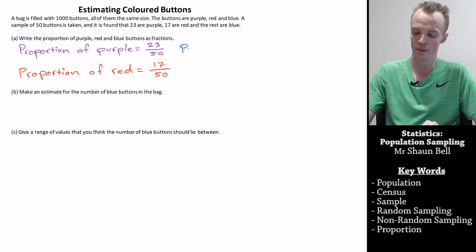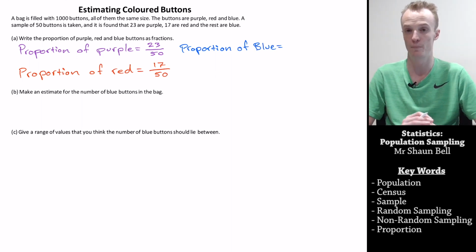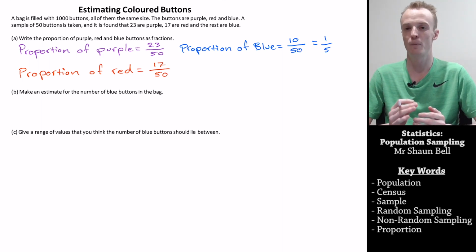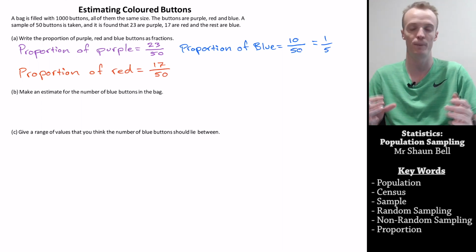Finally, we do the same thing with our blue buttons. We look at how many of our sample were blue. In this case, we need to add together the 23 and the 17 that weren't blue, which is 40. There were 50 in our sample, so that means 10 of them must have been blue out of the 50. Now this can be simplified to be 1 out of 5. Now we've worked out the proportion within our sample that was purple, red or blue, we can use this information to make a prediction about the whole population.